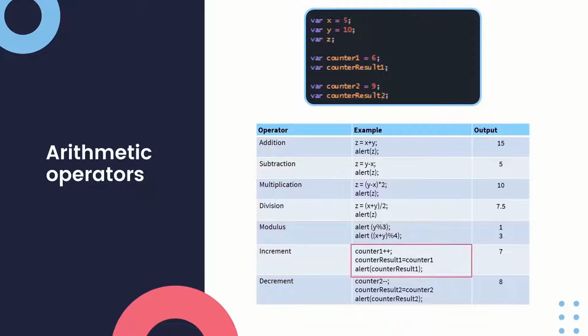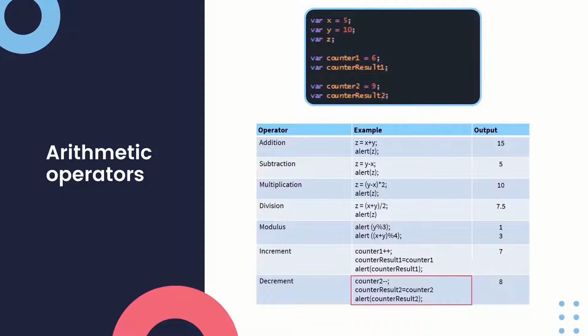Lovely stuff. Now, our last two examples. Increment is pretty straightforward. We are essentially saying increment counter1, right? And then take the counter result, which is undefined, and set that equal to the result of counter1 after incrementing it, then alert that result, which is 7. Because if we have a look at our code, counter1 is actually equal to 6, but once we increment it, it is now equal to 7.